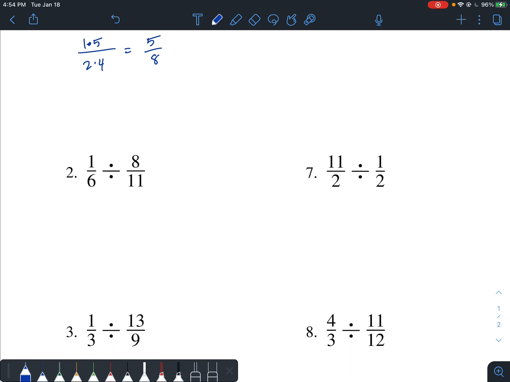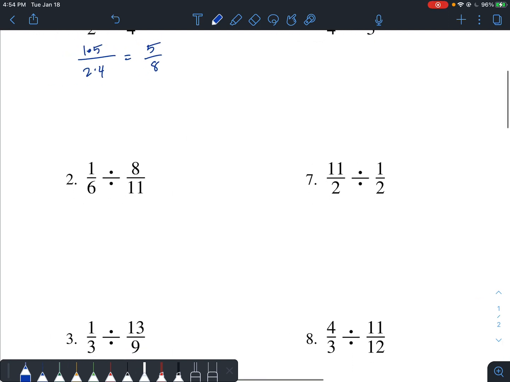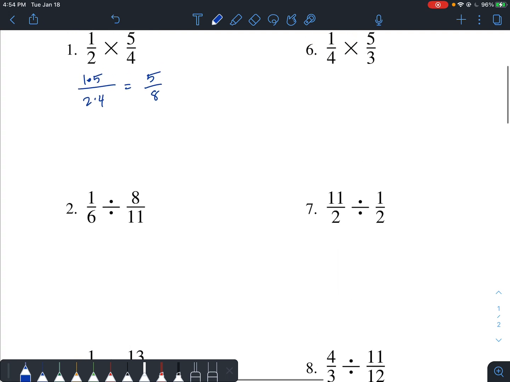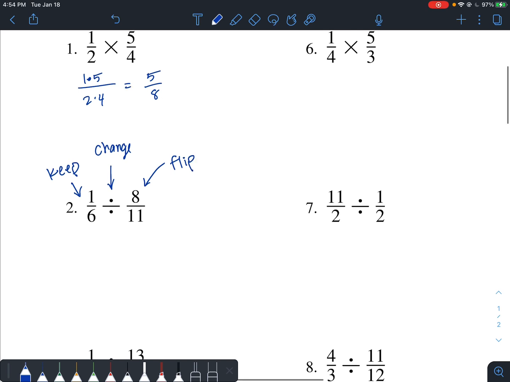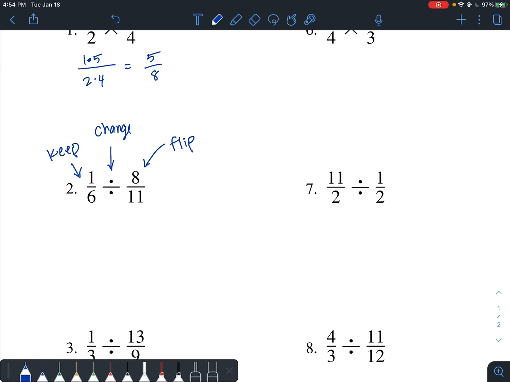Okay? So here, there's a rule that I like to use. It's kind of just like a thing to help you remember how to divide fractions. It's called the keep, change, and flip rule. This is how I learned how to divide fractions. It's a pretty simple process, but you have two fractions, 1 and 2, right? And you have them being divided.